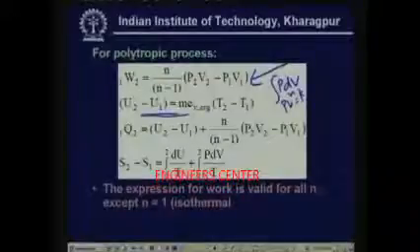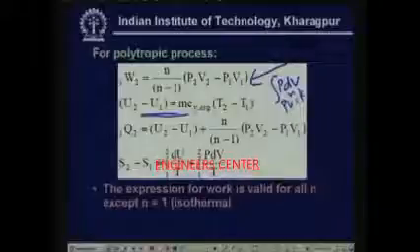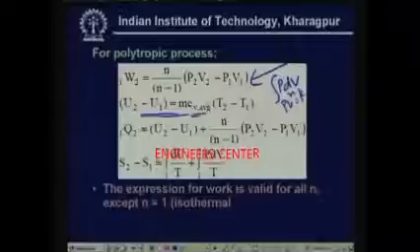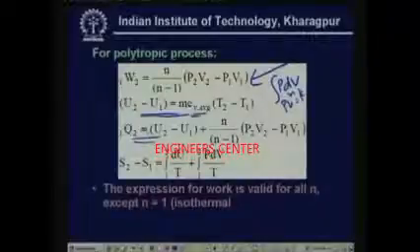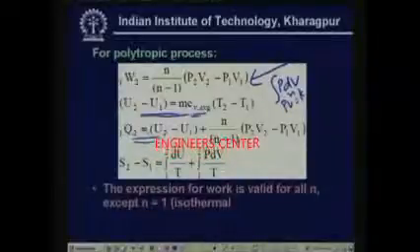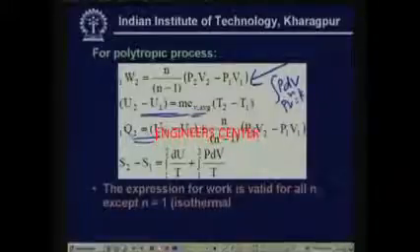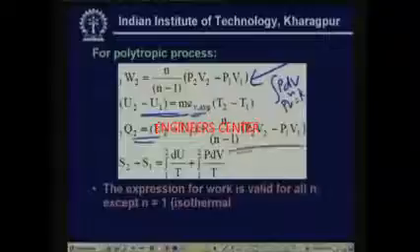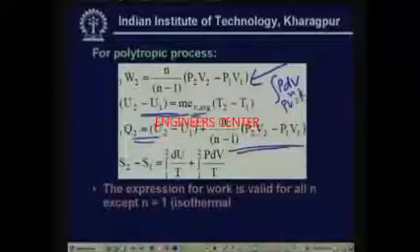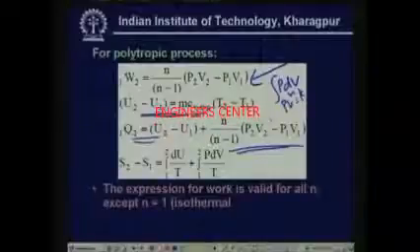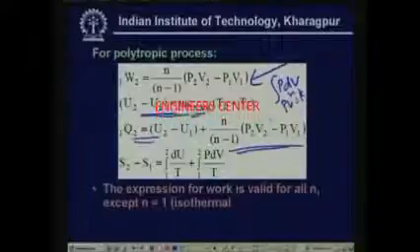Internal energy change is given by m c_v into delta T, where c_v is the average specific heat at constant volume. And this is nothing but a statement of the first law of thermodynamics for a non-flow process. What we have done here is 1Q2 is nothing but U2 minus U1 plus this term, which is nothing but your work transfer. So this is simply your heat transfer in a polytropic process.